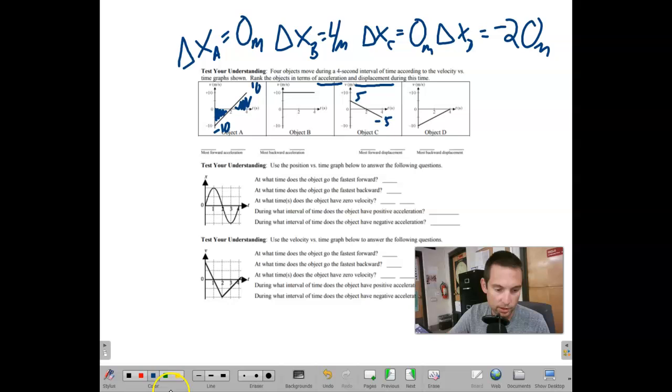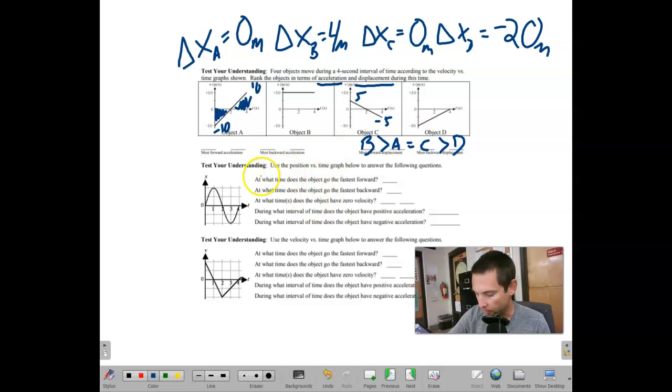There's our displacement. Let's go ahead and rank those. Which one has the most forward displacement? It's going to be B. And then we have, is 0 bigger than negative 20? Oh yes. So B is greater than A, while A equals C, which is greater than D. That's the notation you should use for that.